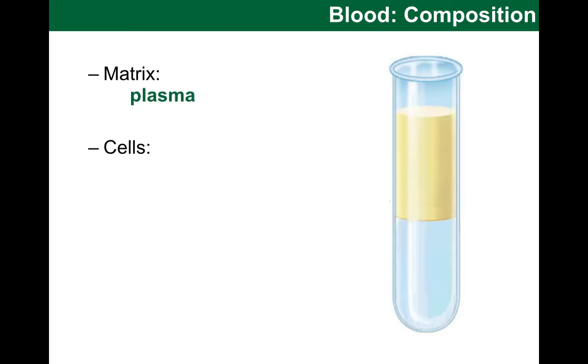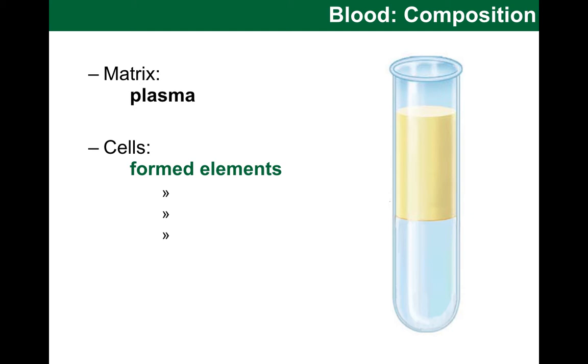About 55% of the volume of blood is its liquid matrix. This non-living fluid is called plasma, and all other components, the cells, are suspended in it. So let's have a look at those. These cells are known as formed elements of the blood, and there are three types that I want us to talk about.